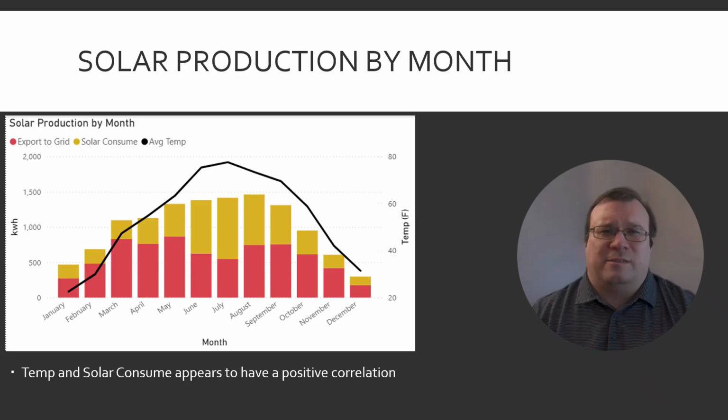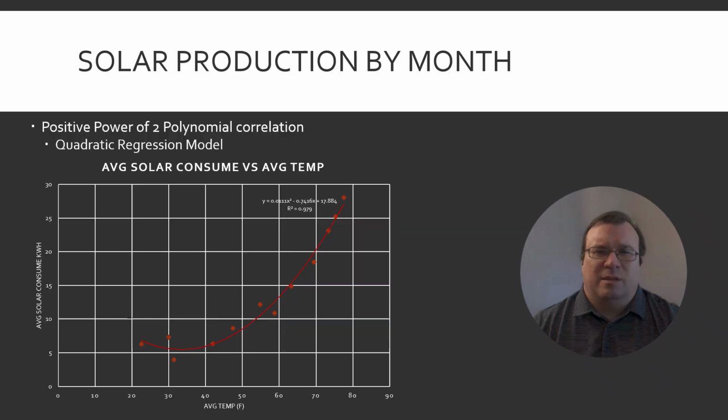As we take a closer look at solar production by month, as temperature rises, the number of kilowatts that the household consumes via solar increases. There seems to be a positive correlation between temp and solar consume. To test to see if they are correlated, let's plot them on a scatter plot. Based on the scatter plot, there is a positive power of 2 polynomial. In other words, there's a positive quadratic correlation between solar consume and temp.